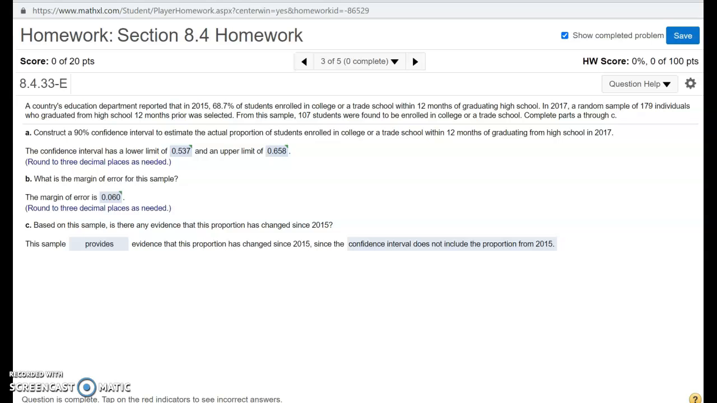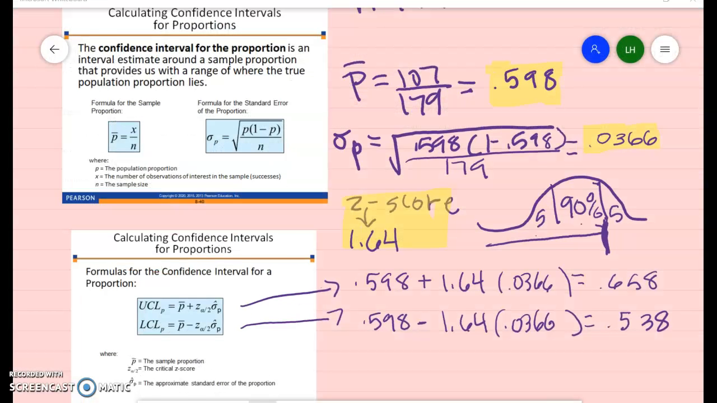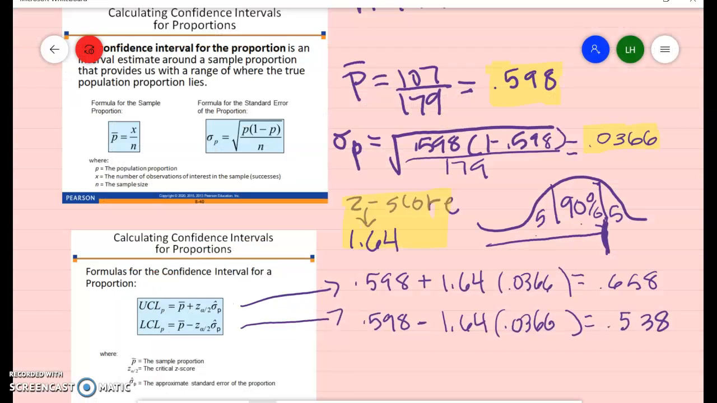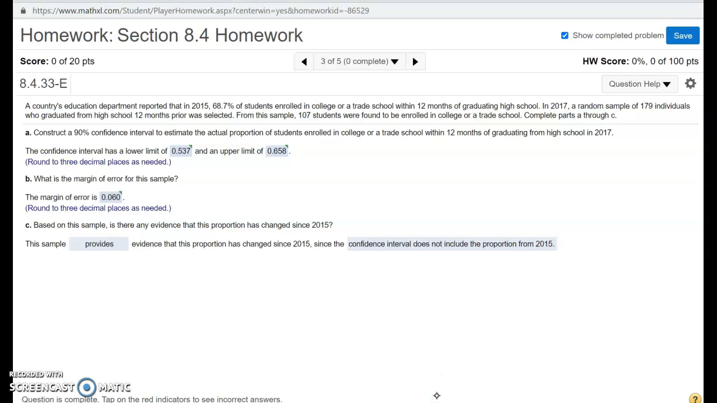It did ask what is the margin of error for this sample. To get the margin of error, you take the standard error of the proportion and the z-score. So your margin of error, another way to say it, is these two right here. If you multiply 1.64 times 0.0366, you're going to get 0.060.